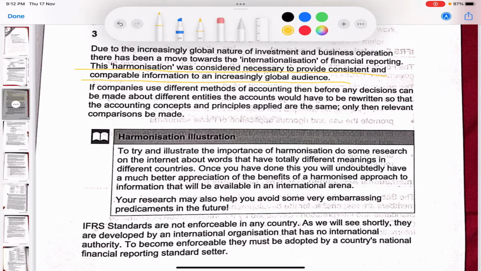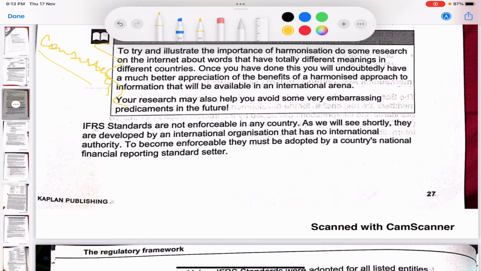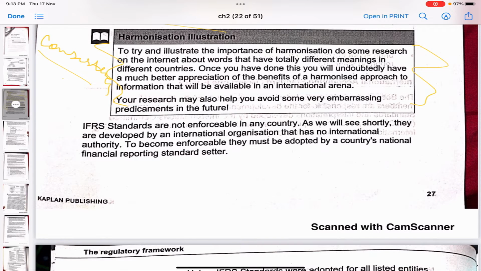If companies use different methods of accounting, then before any decisions can be made about different entities, the accounts would have to be rewritten so that the accounting concepts and principles applied are the same. Okay, so this is what we have discussed about consistency. Okay, so let's see the illustration. To try and illustrate the importance of harmonization, do some research on the internet. So you can read about harmonization on the net.